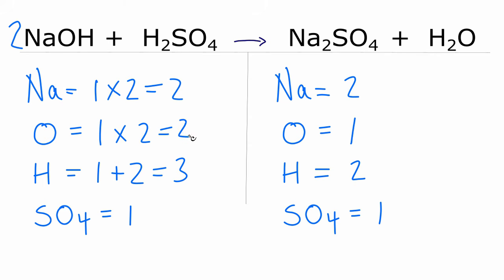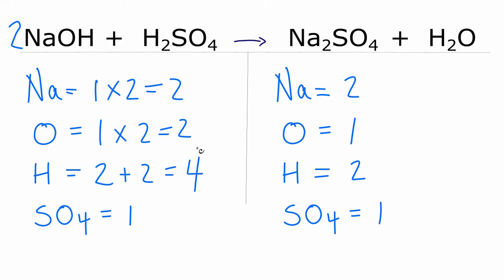And that should solve our problem with odd numbers, because I now have 2 oxygens. And for the hydrogens, I have 1 times the 2, so I have 2 of those, plus the 2 right here. So I have 4 hydrogens. So our sulfates are still balanced. Now our sodiums are balanced, and we have the oxygens and the hydrogens.